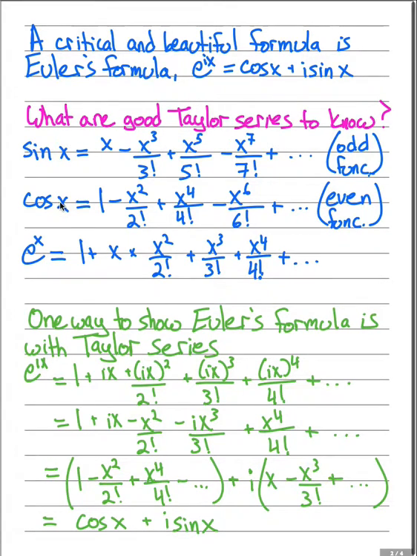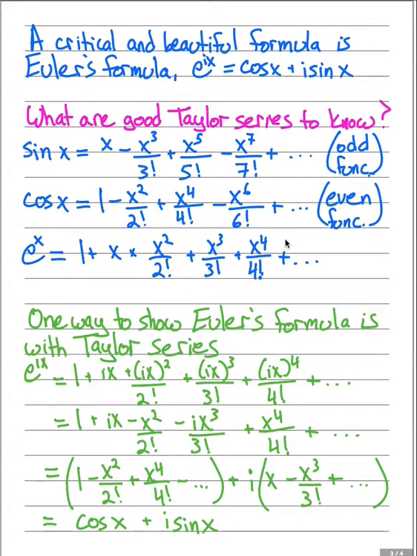Similarly, cosine of x is all even powers. So x to the 0 is 1, x squared, x to the 4th, x to the 6th, and then we alternate signs here again. And that's because cosine is an even function. That's why we can only have those even powers. Third really important function to know the Taylor series for is e to the x. That's 1 plus x plus x squared over 2 factorial, and so on.